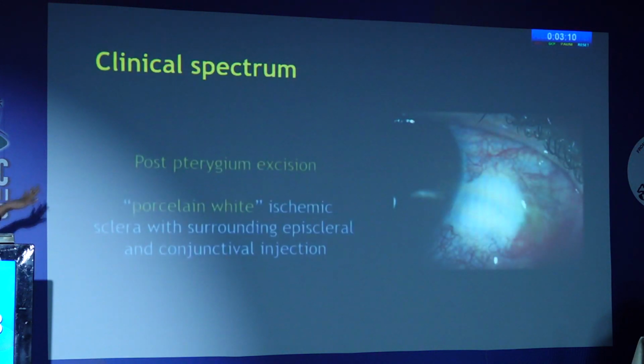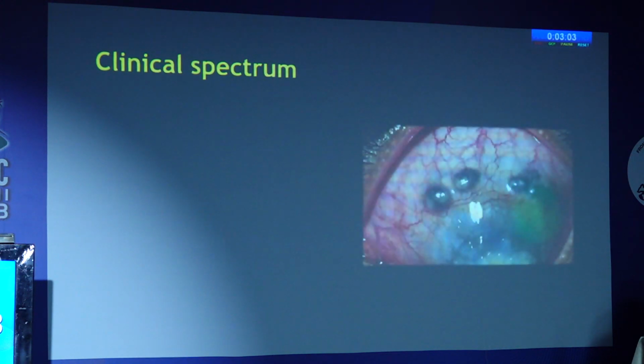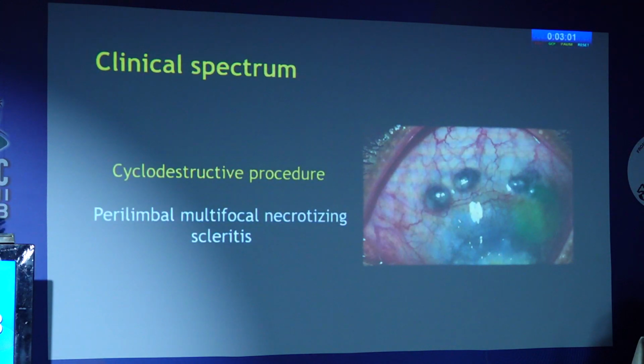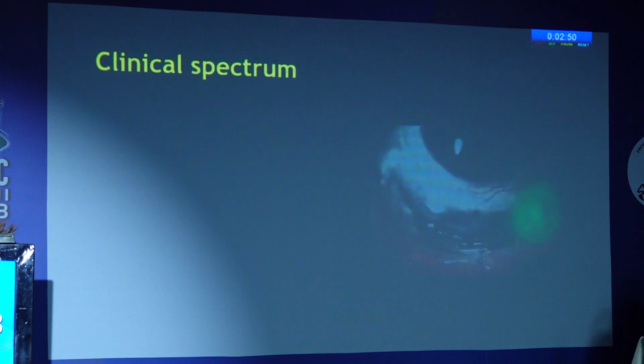Here you can see porcelain white avascular sclera in the interpalpebral region adjacent to your limbus post-pterygium excision. It can be either perilimbal, superior or inferior quadrant, as here you can see multiple bunch of grape-like lesions of scleral thinning and uveal exposure following cyclodestructive procedures. More posterior lesions can be seen following glaucoma valve implantation or scleral buckling surgery.